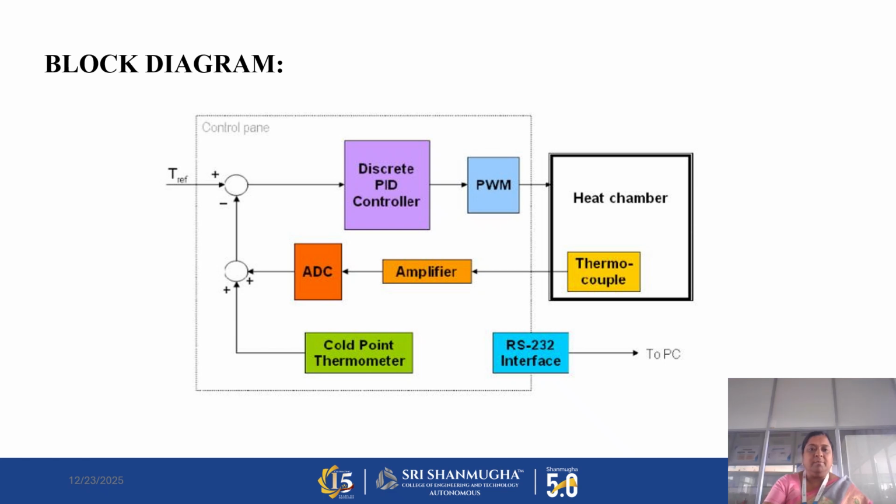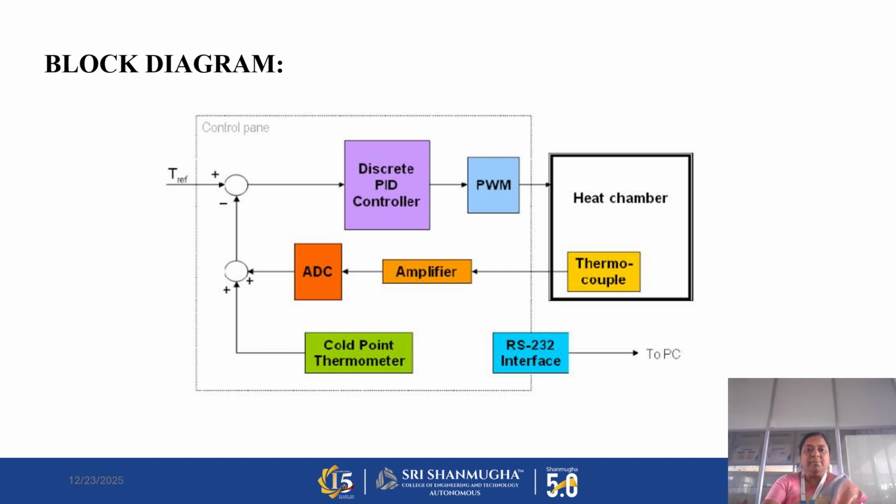So this is a block diagram. I have a discrete PID controller. PWM refers to pulse width modulation. Heat chamber, that contains a thermocouple. Then an RS-232 interface, which is given to a PC, that is personal computer. And I have my ADC, that is analog to digital converter unit, an amplifier, and then a cold point thermometer.